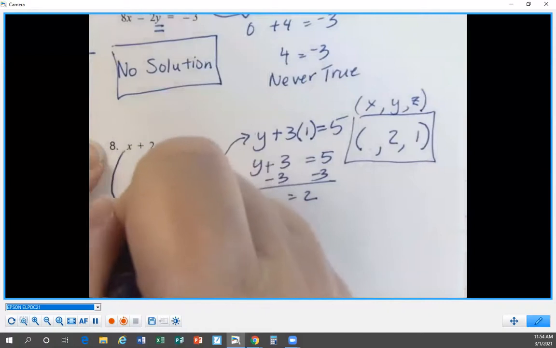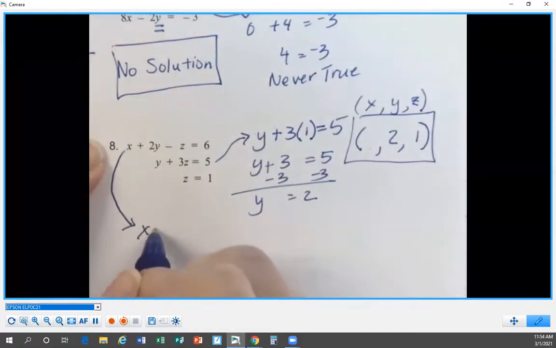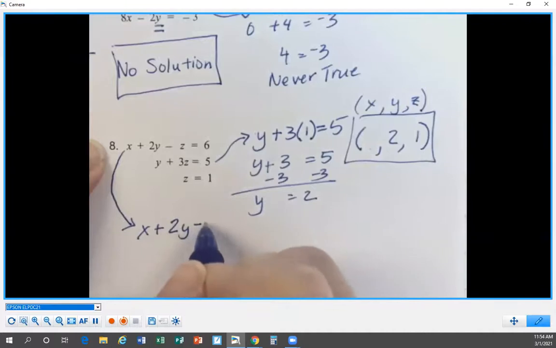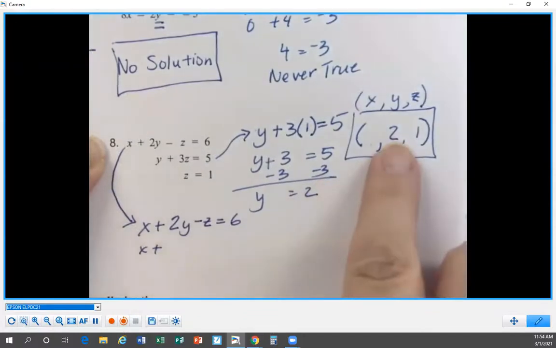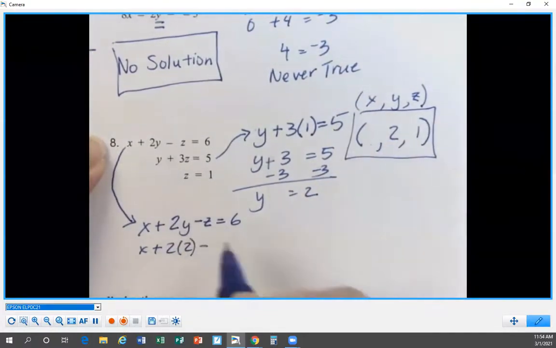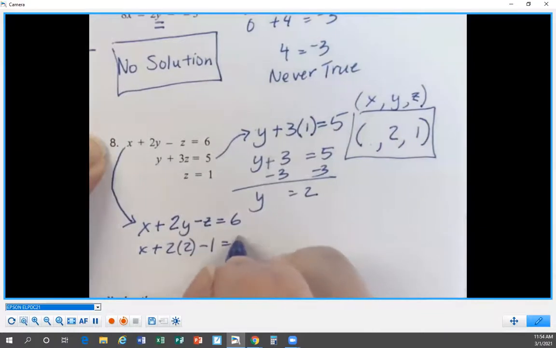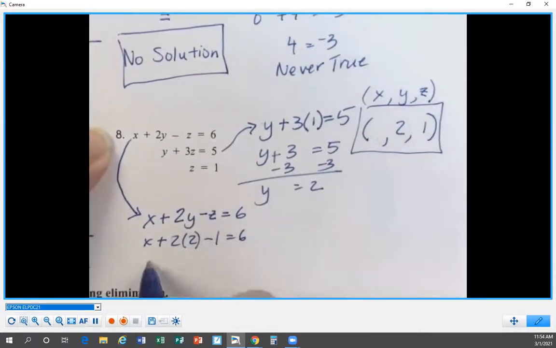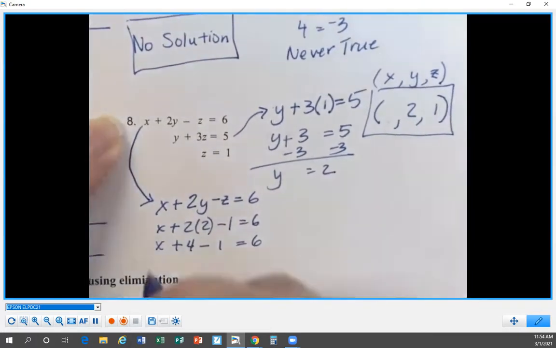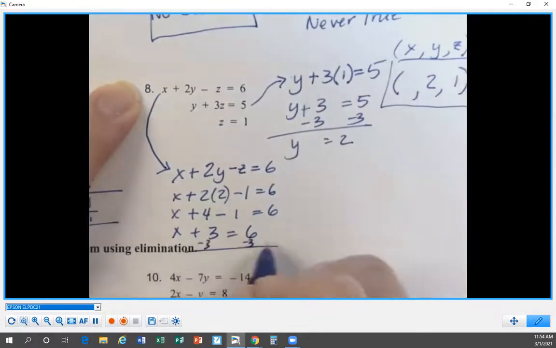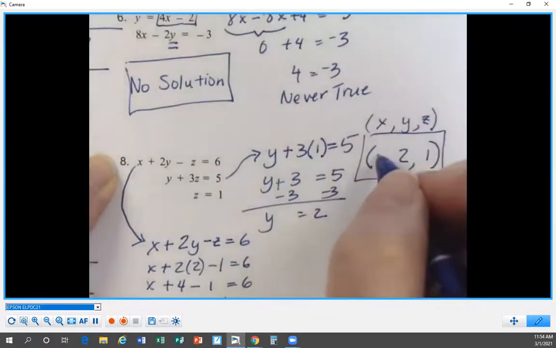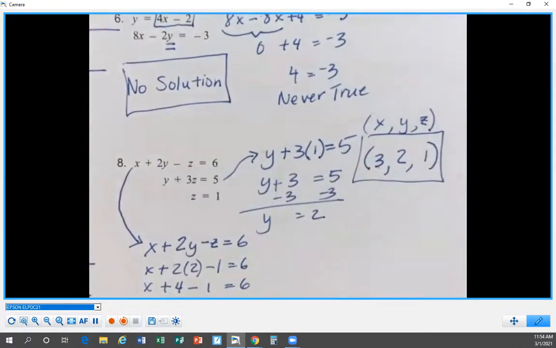So here's my first equation. X plus 2y minus z equals 6. X plus 2 times 2 minus 1 equals 6. X plus 4 minus 1 equals 6. X plus 3 equals 6. Subtract 3 from each side to get x equals 3. So 3, 2, 1 is our ordered triple.